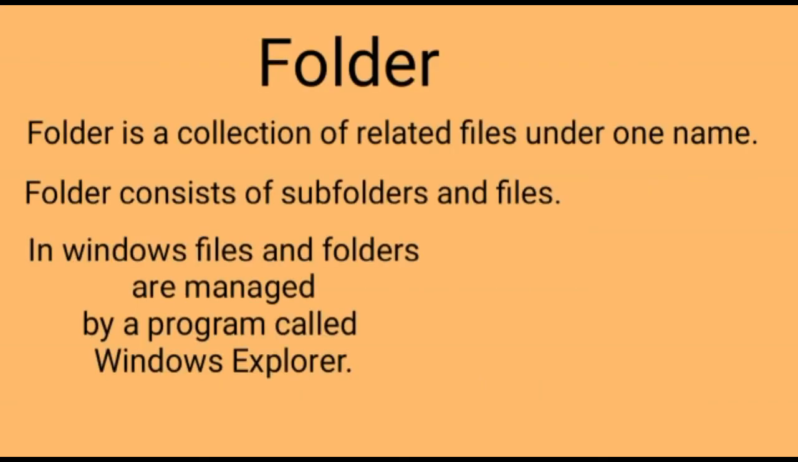Folder. Folder is a collection of related files under one name. Folder consists of subfolders and files. In Windows, files and folders are managed by a program called Windows Explorer. To open Windows Explorer in Windows 7, click on Windows Explorer icon from Quick Launch toolbar of the taskbar, or click on Start button, All Programs, Accessories, Windows Explorer.